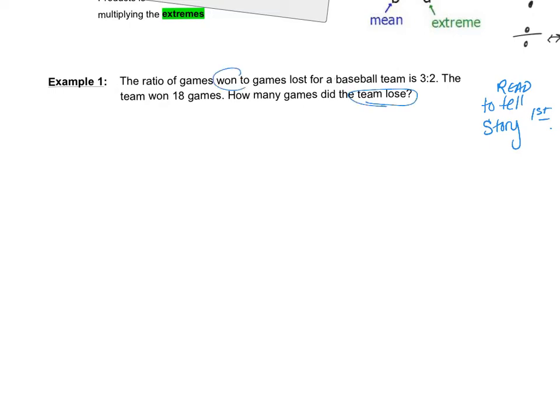The ratio of won to lost, so 3 won is to 2 lost. The way that they write it, won to lost, means that it's won to lost in this manner. The team won 18 games. That would go in the numerator because that's where the W-O-N goes, as in won, not the number. So 3 won is related to 2 lost in the same way that 18 won is related to how many lost.